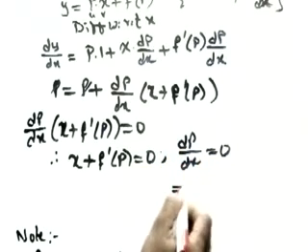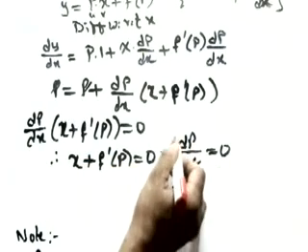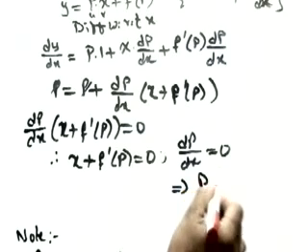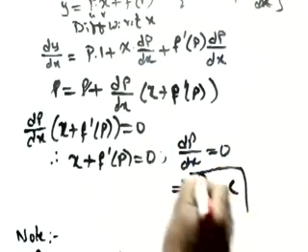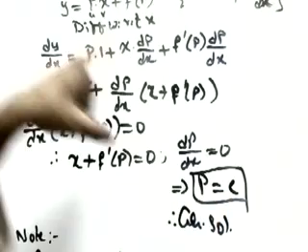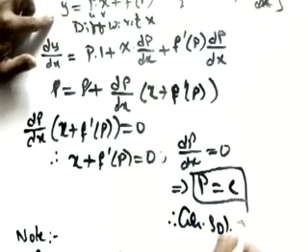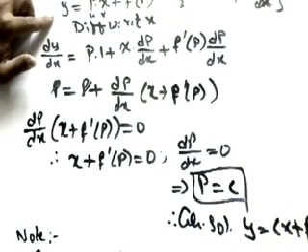Now dp by dx equals 0 implies the differentiation is 0, which means p is constant. If we integrate, the integration and differential get cancelled, we are left with p, and the integration of 0 will be 0 only, but we get a constant c. So p equals c is the solution, which is called the general solution. What is the general solution? In place of p, we write c in the equation. So the general solution is y equals c into x plus f of c.